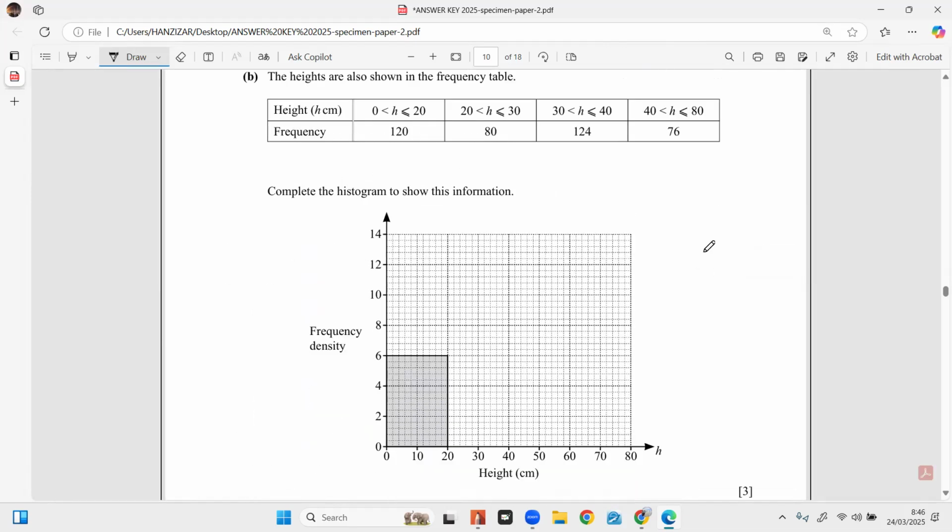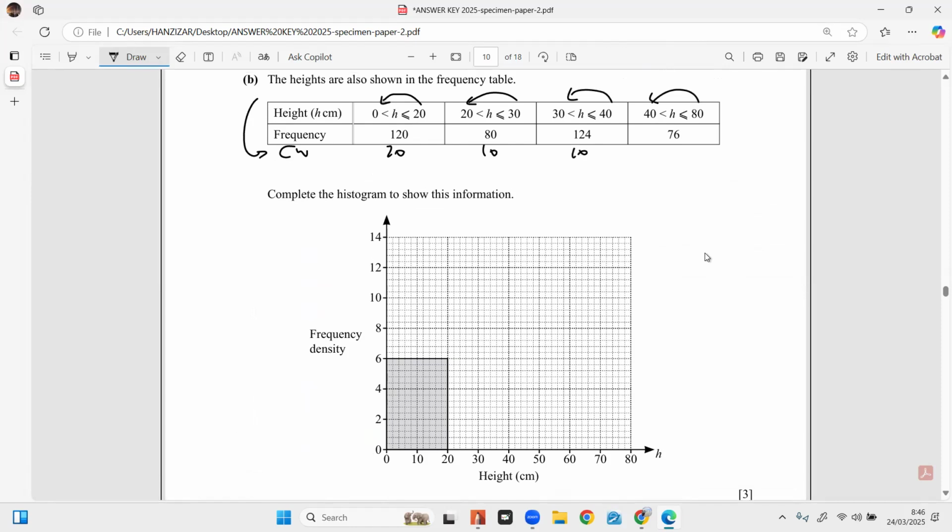Now, we need to calculate the class width to go for the frequency density. The class width is the subtraction between the upper bound and lower bound for each class: 20, 10, 10, 40. You divide using the frequency density formula, frequency over class width, right? Divide 6. Oh, we have 6 here. Finish. 80 divided by 10, 8. 8, 4, 10 class width.